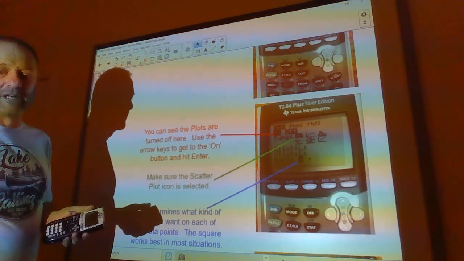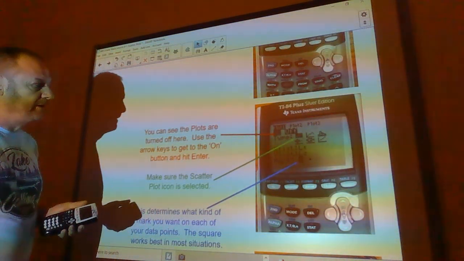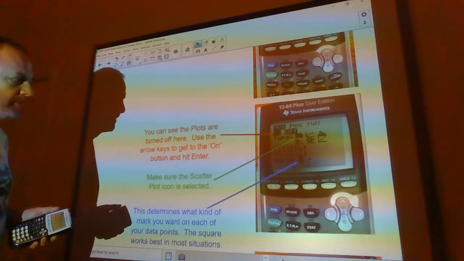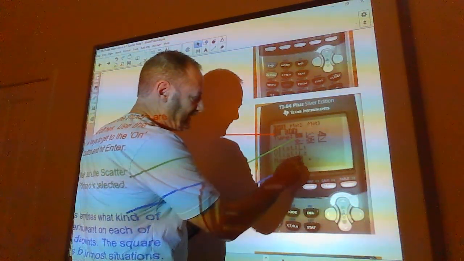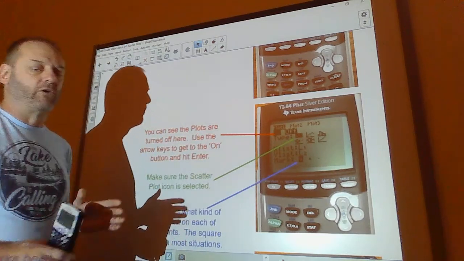It's probably already highlighted. Okay. So if it's not, highlight that. Okay. This should say L1 for your X list and Y list should say L2. Don't mess with that.